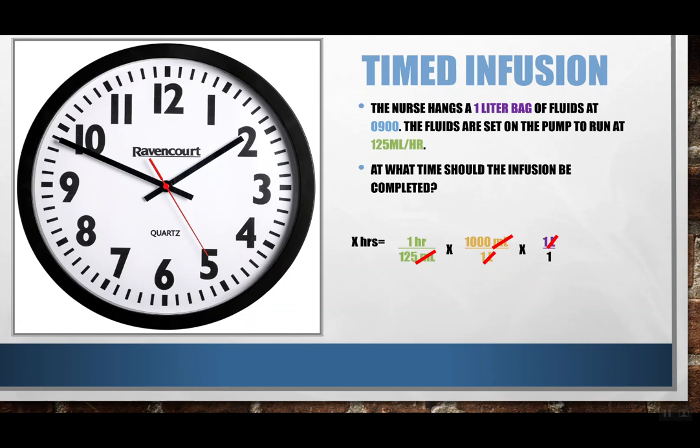So I'm canceling out the liters because all I need to have on top is hours. If I left it like this, I'd say, okay, 1 hour over 1. Technically, I have 1 hour per 1 liter. I need to cancel those liters out, which means I have 8 hours when I multiply and divide across. So I take those 8 hours, add them to 0900, it becomes 1700. So the question is, what time should the infusion be completed? It'd be 1700.